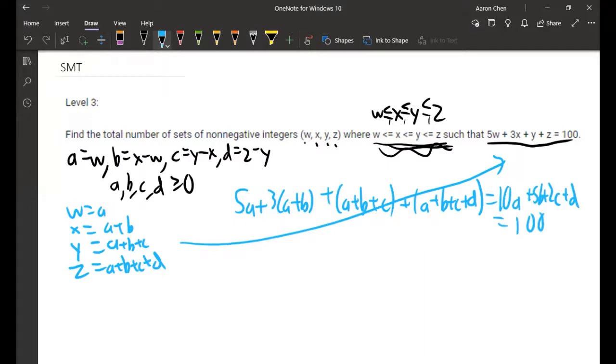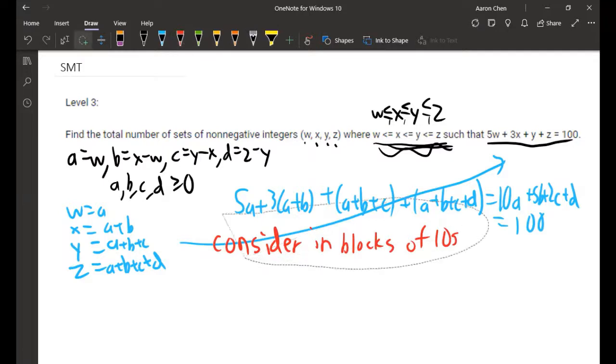From here on out, we can consider this in blocks of 10. What we mean is that we're basically splitting this into 10 groups of blocks of 10. And so there are a total of 3 kinds of blocks of 10.